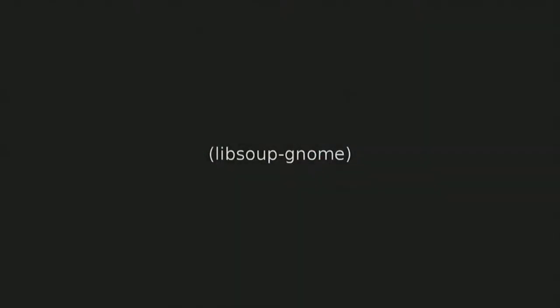And for cookies, there's a sub library called libsoup-gnome, which gives you the basic storage system, which is text cookies. But if you use libsoup-gnome, you can get the SQLite backend, which is compatible with the Mozilla format. So it's pretty convenient if you are importing your cookies from Firefox, which is what we were doing.